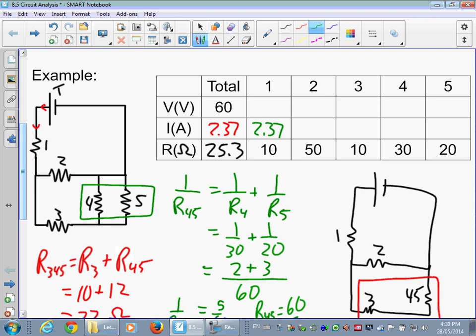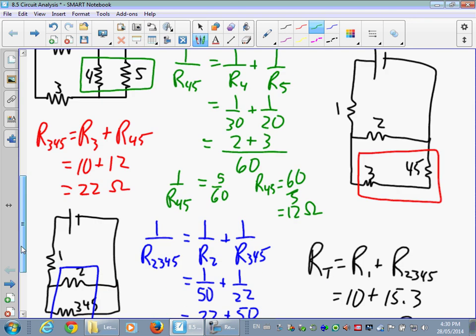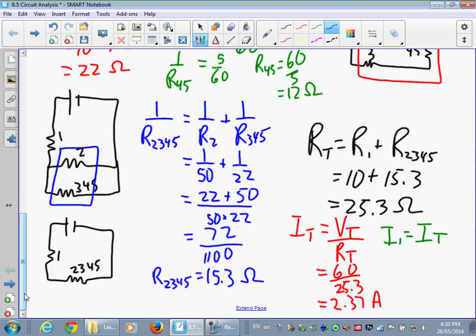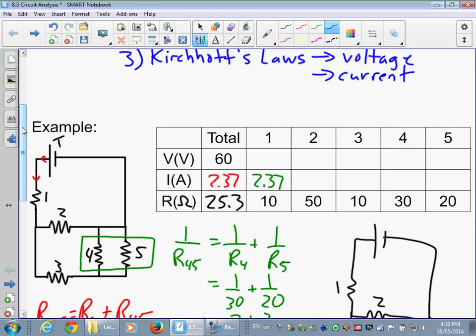Now again, we have a column with 2 of the three V, I and R, so we can calculate what V1 is. V1 is equal to I1 times R1. I1 is 2.37, R1 is 10, which gives me 23.7 volts across resistor 1. Go back up, 23.7 volts. Okay, now where do we go?